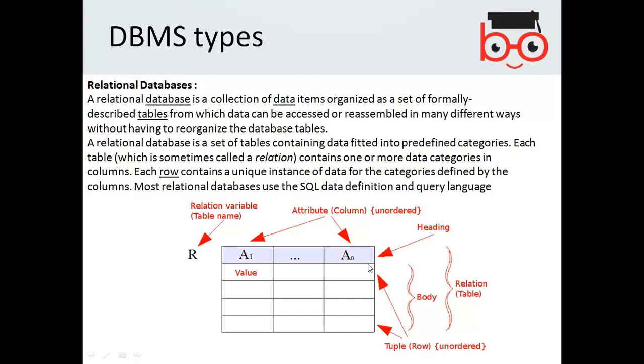And you can also call it the heading. The body is the whole body, which is basically the heading as well as the rows. And a row is called a tuple in mathematical representation. This is also unordered. No matter in which sequence you store the values, that doesn't matter. The retrieval of the data depends on the database management system. It gives you the option to process the data without affecting its physical form.